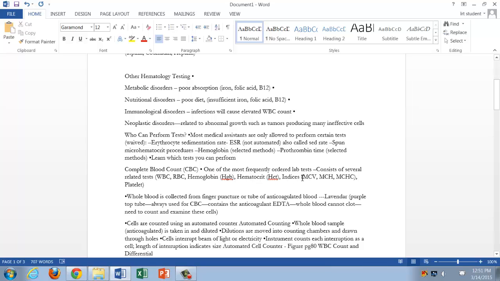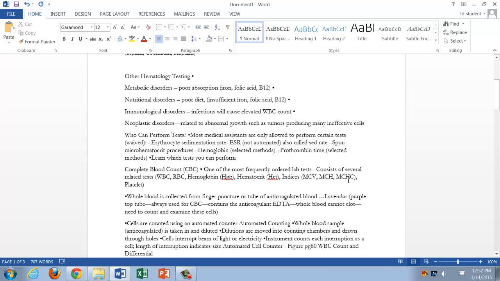Then we have something called indices. There are 3 indices. If we only had one, it would be called an index, but more than one index are called indices. These are 3 different indices, and they are calculations. You would never have to calculate these. These calculations are done in an automated instrument. And to do the calculation, the instrument has to do the red blood cell count, the hemoglobin, and the hematocrit. So it does those 3 tests and then it performs these calculations.